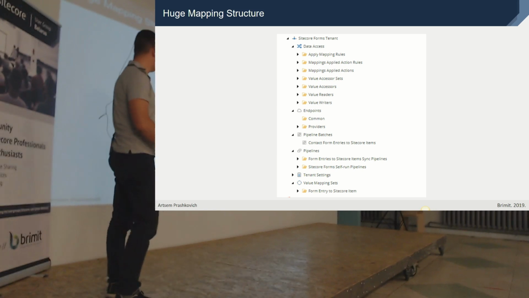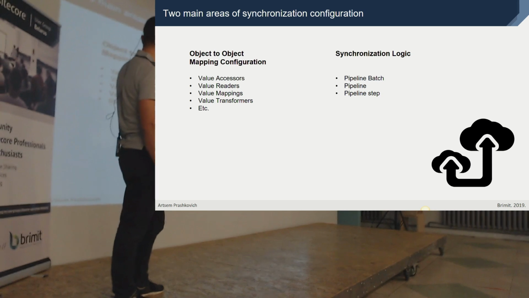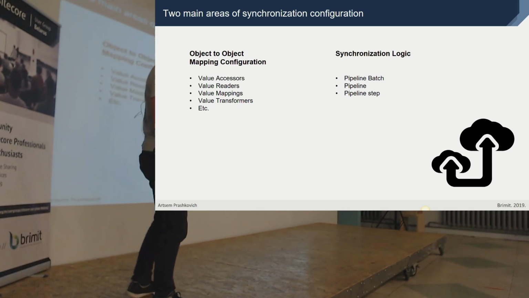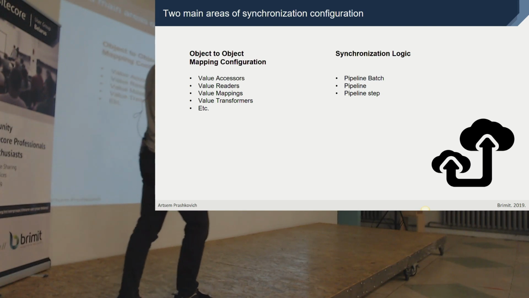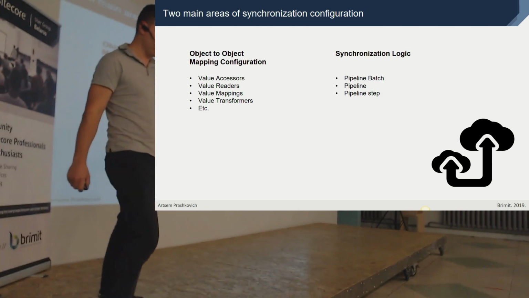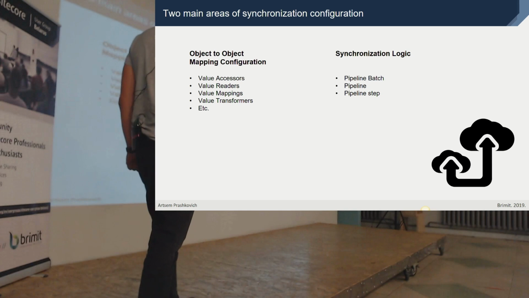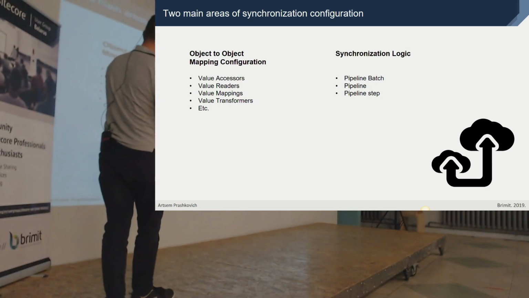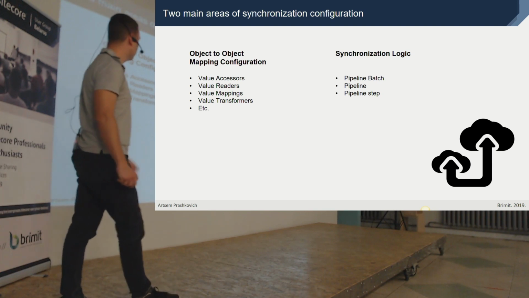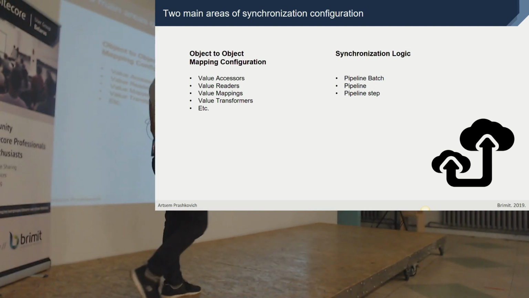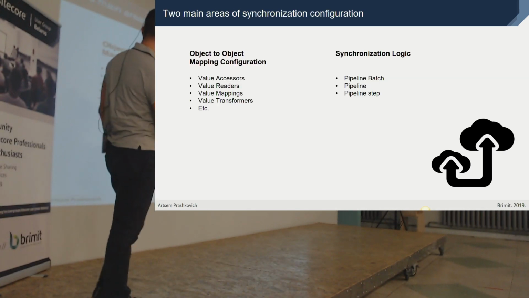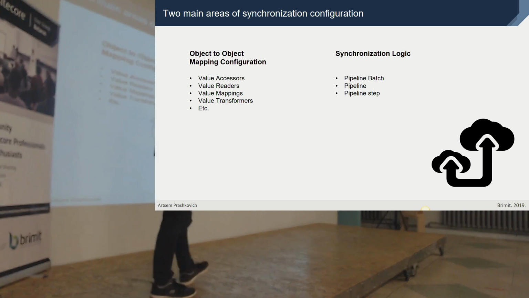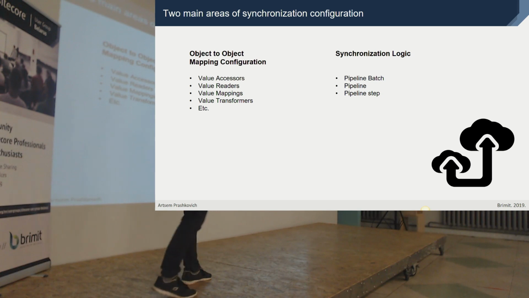But value accessors are probably the starting point of our interaction between systems. I will show that a bit later. In my point of view, we can divide the synchronization configuration into two main areas: object-to-object mapping configuration and synchronization logic. Mapping configuration includes value accessors, value readers, value mappings, transformers, and so on. And the logic itself is creating pipeline batches, pipelines themselves, and pipeline steps.